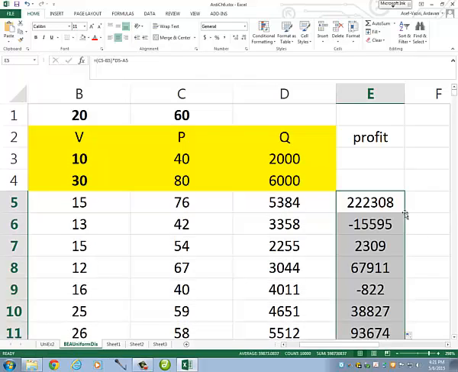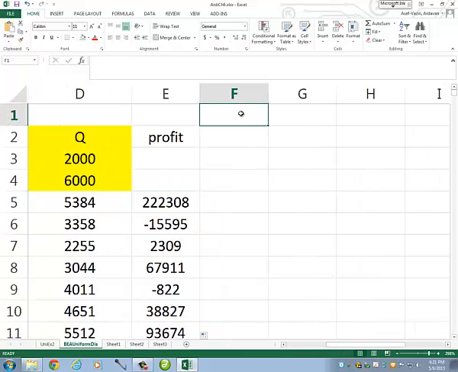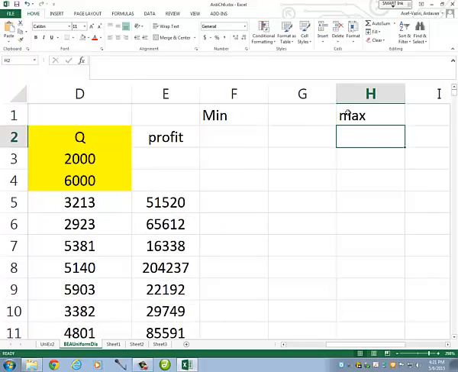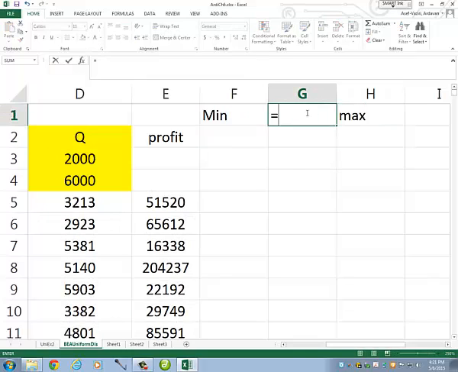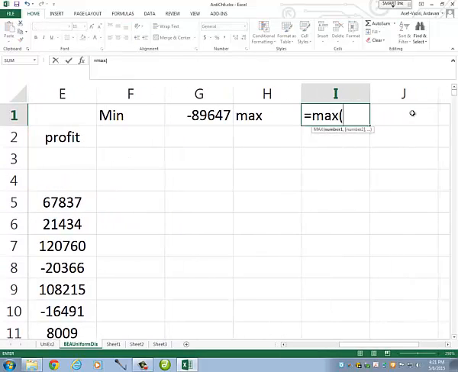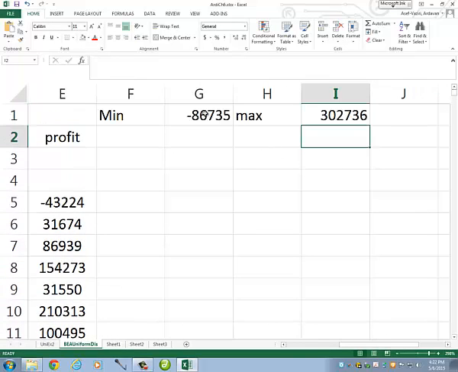I can create 10,000 instances. And as you see, mean, max: equal to mean of these numbers, equal to max of these numbers. So in this probabilistic view, my profit can go from negative 86,000 to positive $300,000.